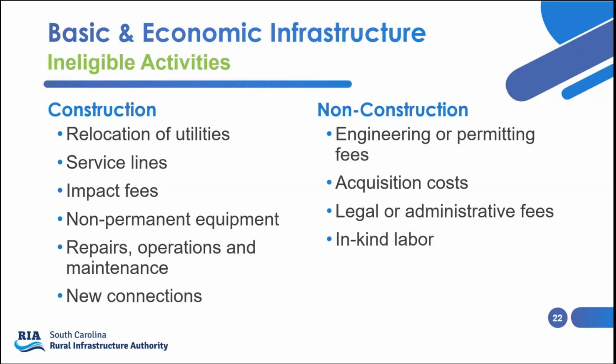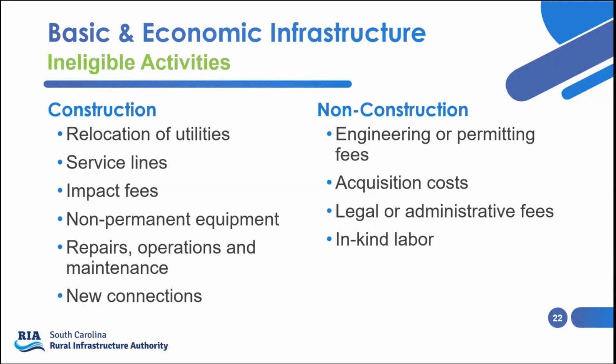Remember also that we do not pay for any work done on private property, such as service lines. Instead, our funds can basically be spent on activities from the road to the meter. For projects within Tier 3 and 4 counties, RIA may consider funding standalone projects for certain permanently installed equipment, such as generators or meters, where there is a demonstrated need for greater resiliency and sustainability, but it will not receive the highest priority.